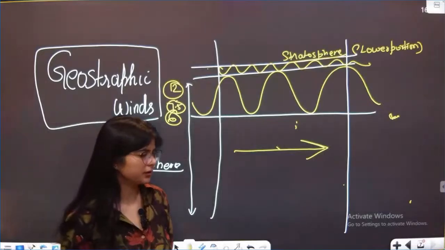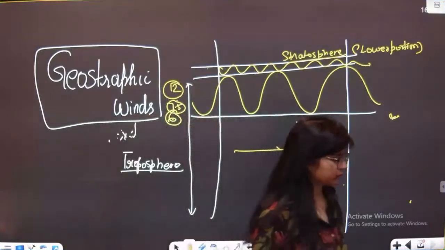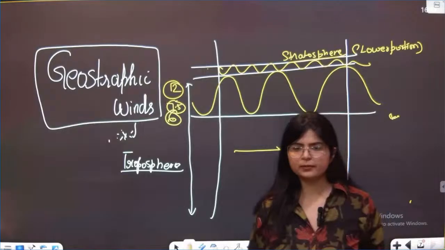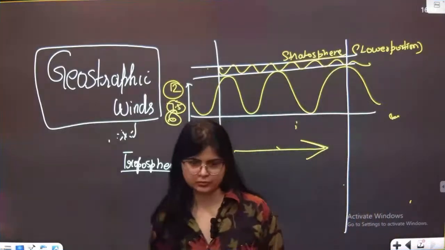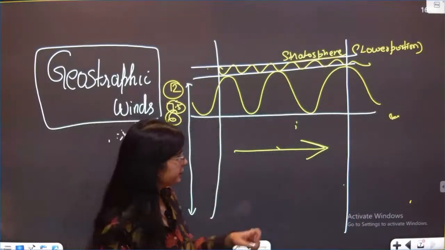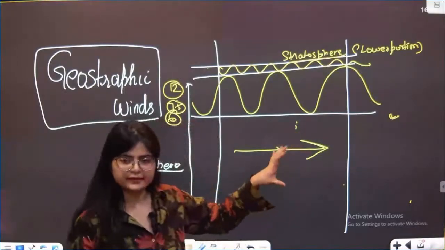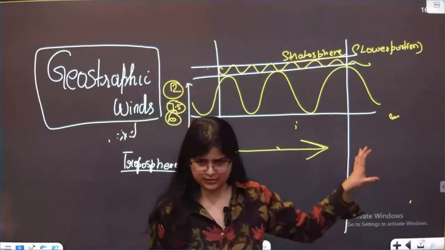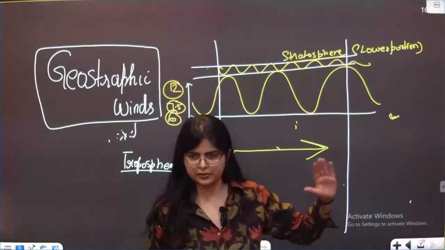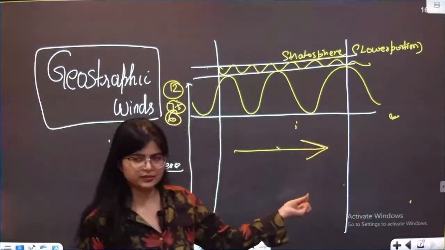Minimum at equator. Minimum at equator. Okay. What is the reason behind it? I will explain you after explaining this part, right? Otherwise, we'll switch between the topics. I just want to continue with the topic, right?